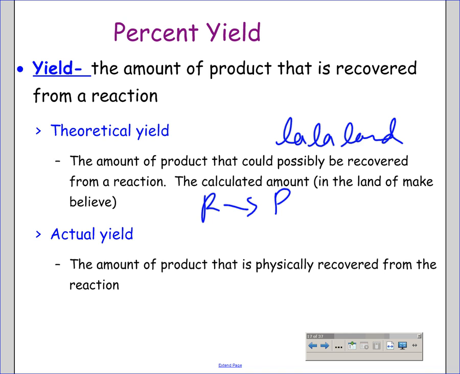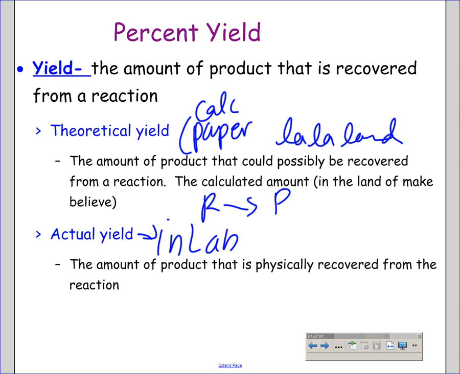But there's always some loss of chemicals. You don't scrape everything out of the weigh boat. Somebody sneezes on it, it goes everywhere. Whatever happens, happens. We're not perfect. So what we actually make in the lab is called the actual yield. That makes sense, right? So if I thought I could make 100 grams and I only make 95, I'm cool with that. I'm pretty darn close. So the closer your actual yield is to the theoretical yield, the better you're doing in the lab. This is what you can calculate on paper, and this is what you actually get in the lab.